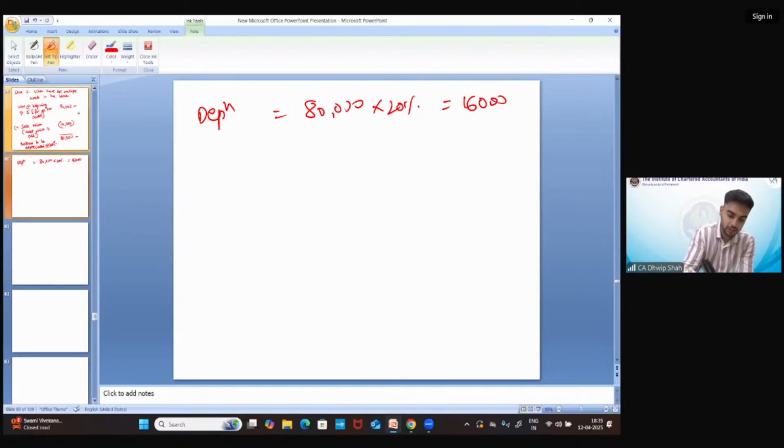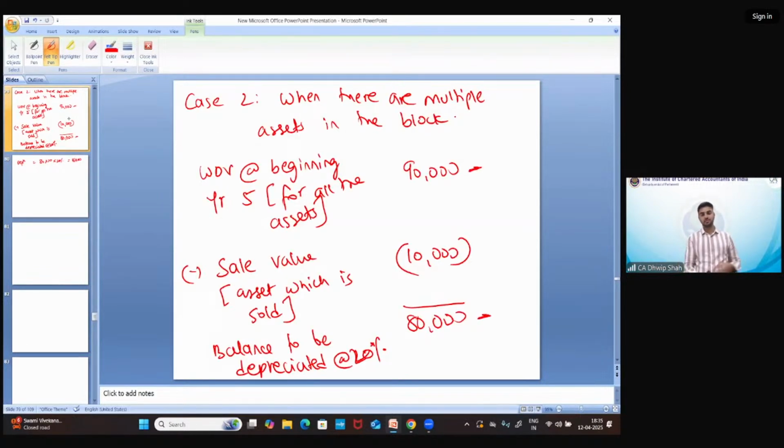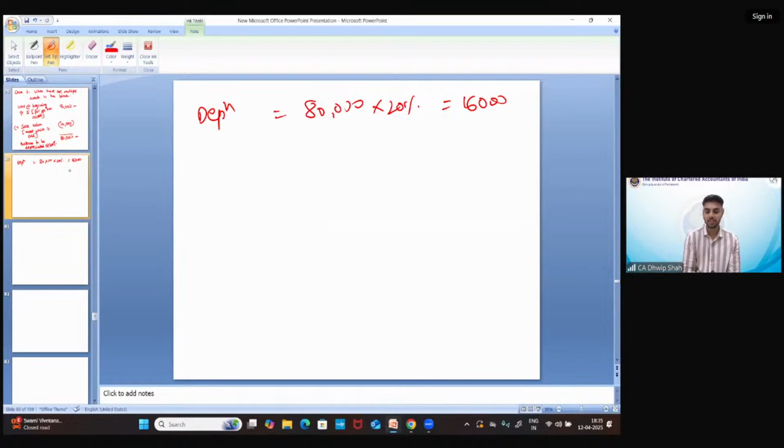There would not be any short-term capital loss or gains because the block of assets is still there. Only one asset from the block has been disposed of, so other assets are still there. So you have to provide depreciation. Are you following? In that case, my depreciation would be 16,000.